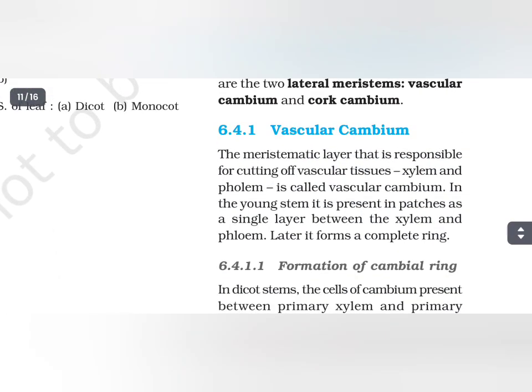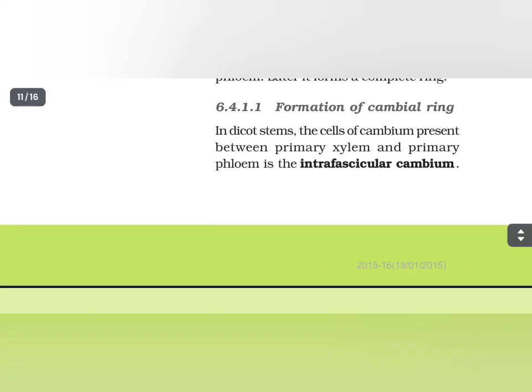The meristematic layer that is responsible for cutting off vascular tissues, xylem and phloem, is called vascular cambium. In the young stem, it is present in patches as a single layer between the xylem and phloem. Later, it forms a complete ring. Formation of cambial ring. In dicot stems, the cells of cambium present between primary xylem and primary phloem is the intrafascicular cambium.